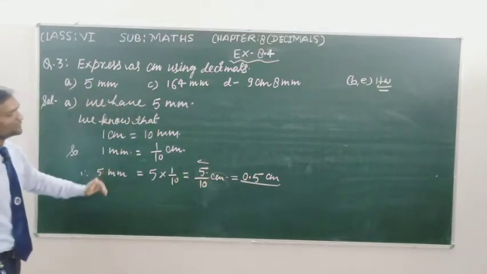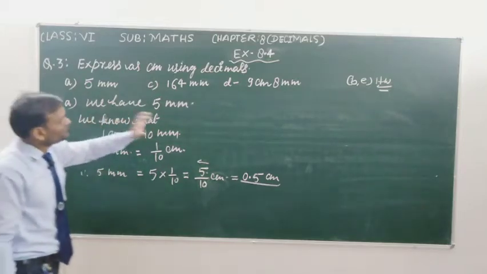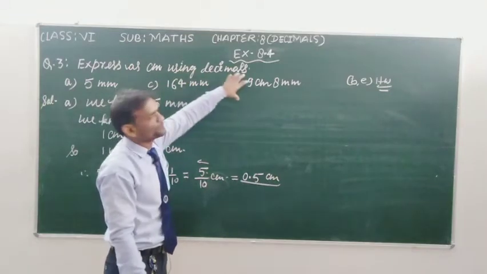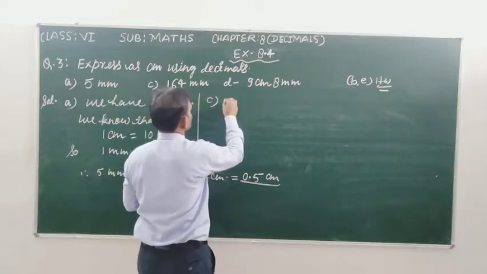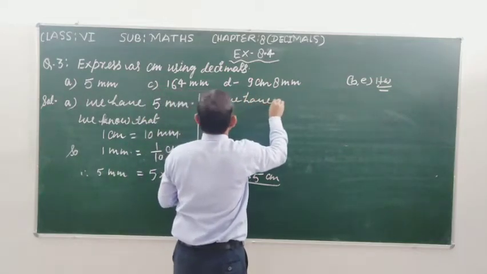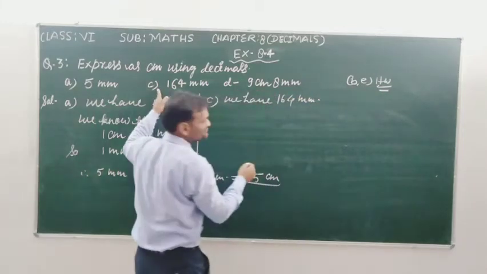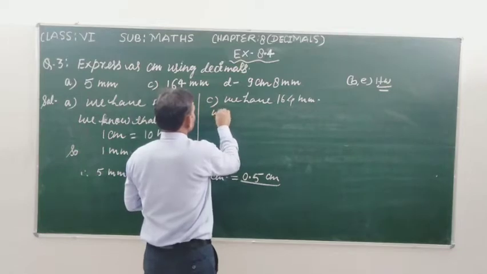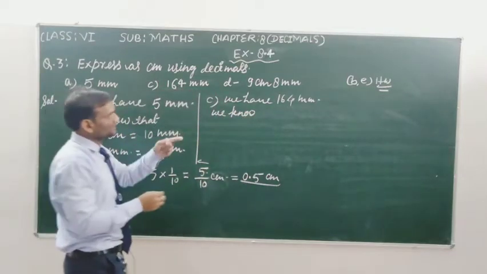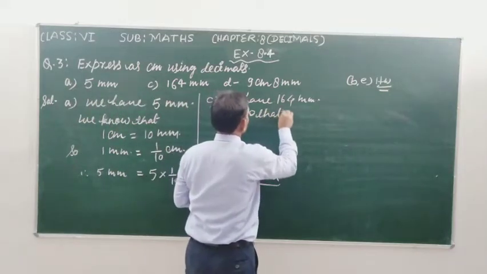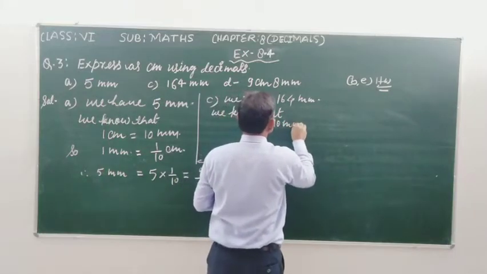I hope student you have understood this part. According to this part, this method we apply in the remaining two parts. So C part is, we have 164 millimeter. Same statement, same method we apply here. We know that 1 centimeter is equal to 10 millimeter.